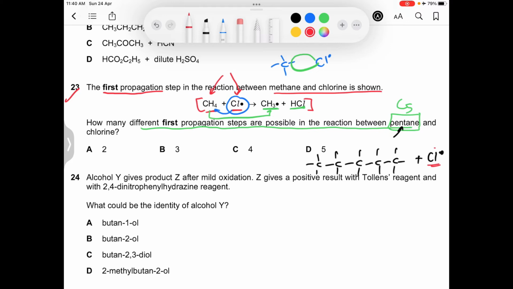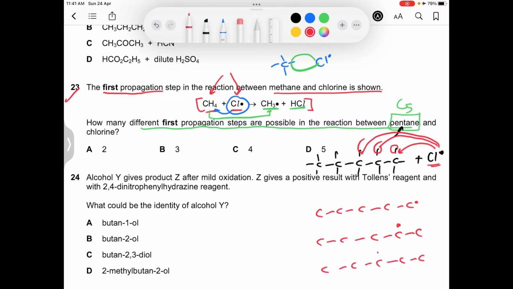So this chlorine radical could attack the first carbon and take the hydrogen in here, or it could attack the second carbon and take this hydrogen in here. And it could attack the third carbon in here and take it. So according to what we have, we could have 3 possible radicals. We could have a radical on the first carbon, 1, 2, 3, 4, 5. You could have a radical on the second carbon, or you could have a radical on the third carbon. So you have different propagation steps, as we can see. The number of propagation steps that you could possibly have is 3. So the answer is B.